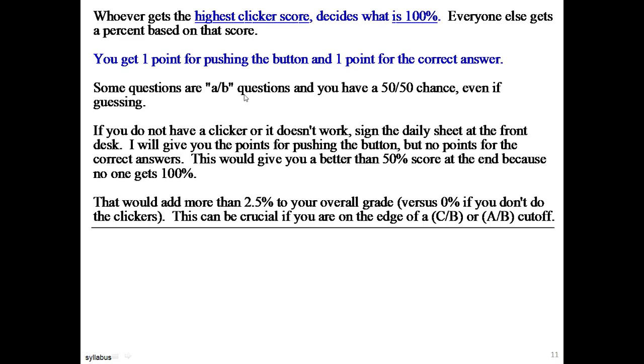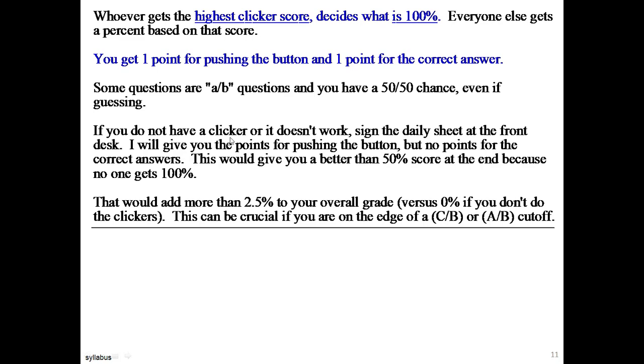You could just guess. Okay, and if you guess, then let's say you get 50% of them right, 50% of them wrong. So you get 1 point for pushing the button, and then you get half a point for guessing. That's like 75% on the clickers. And remember, it's not going to be out of the total clickers, it's going to be out of whoever gets 100%, and nobody gets them all right.